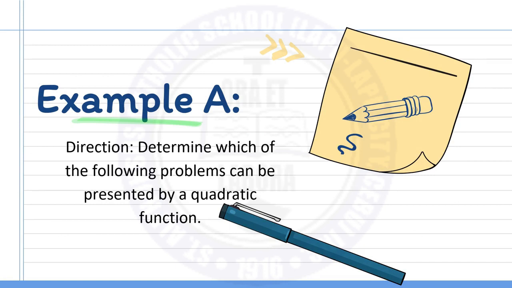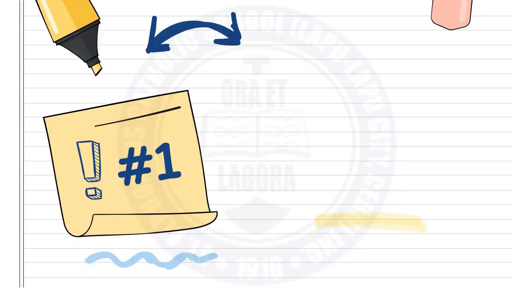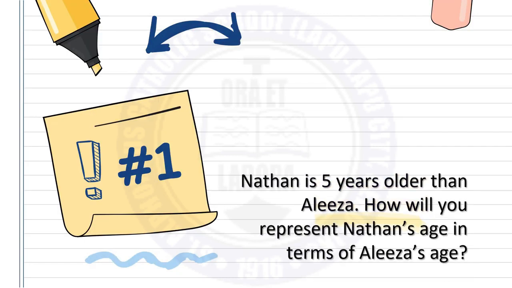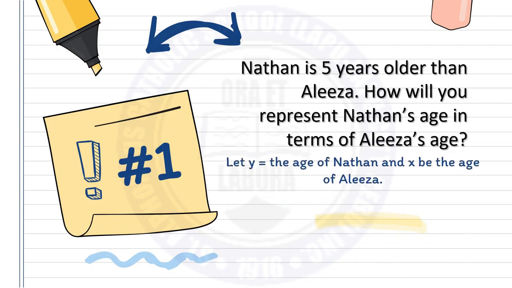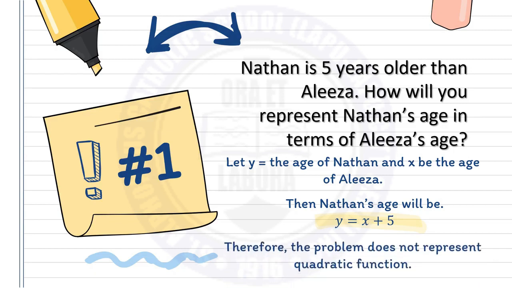Example A. Determine which of the following problems can be presented by a quadratic function. Example number 1. Nathan is 5 years older than Eliza. How will you represent Nathan's age in terms of Eliza's age? Let y be Nathan's age and x be the age of Eliza. Then Nathan's age will be y equals x plus 5. Therefore, this problem does not represent the quadratic function since the degree is 1.